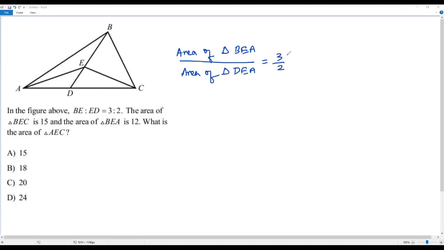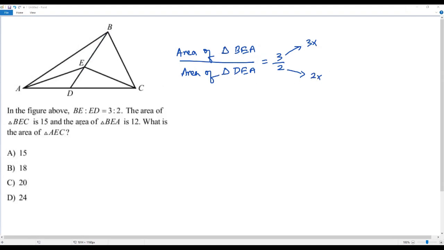From this ratio, if I want to get the area of triangle BEA and the area of triangle DEA, I have to multiply the terms of the ratio by the same non-zero number, say x. So when I multiply this 3 by x, I'm getting 3x, and when I multiply this 2 by x, I'm getting 2x. So this 3x represents the area of triangle BEA and this 2x represents the area of triangle DEA.